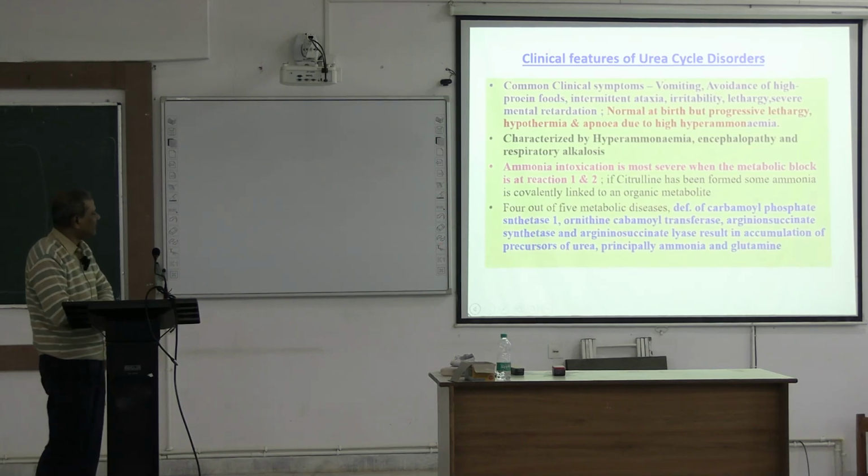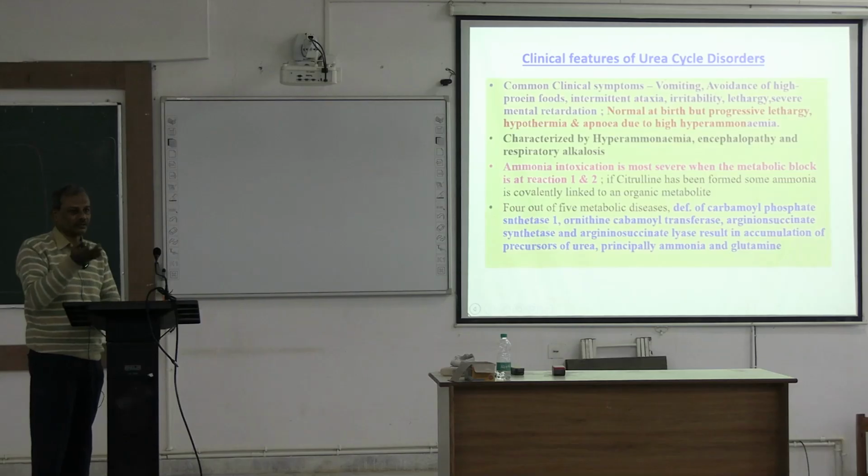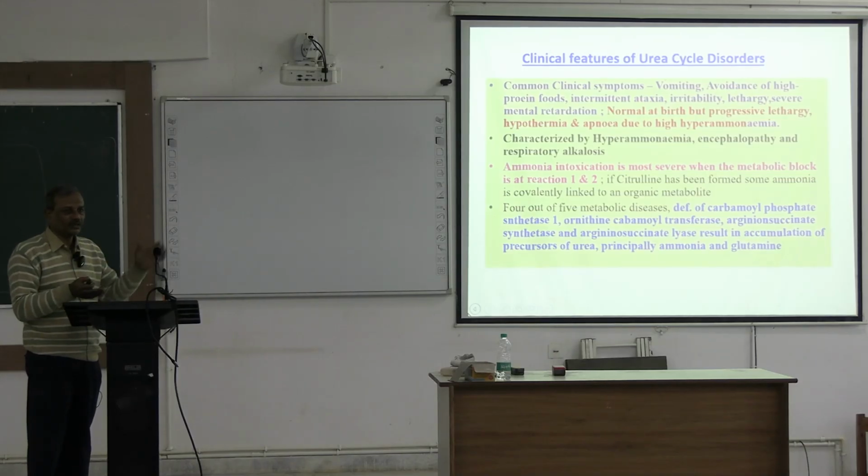And 4 out of the 5 metabolic diseases result in accumulation of precursors of urea. Urea is the last step. There are 5 reactions I told you, and the last reaction is the urea formation. If that last step is blocked, the precursor of urea will be available in the blood.